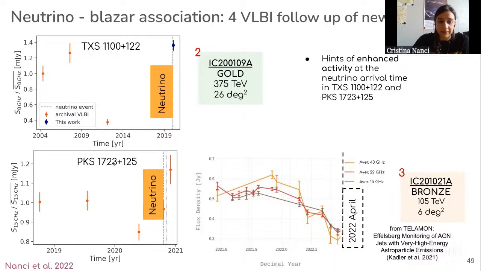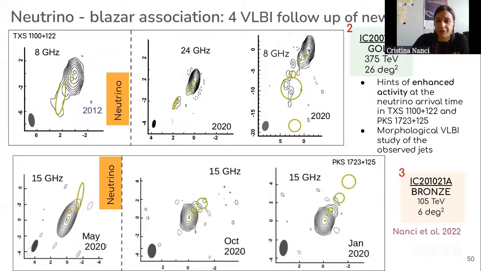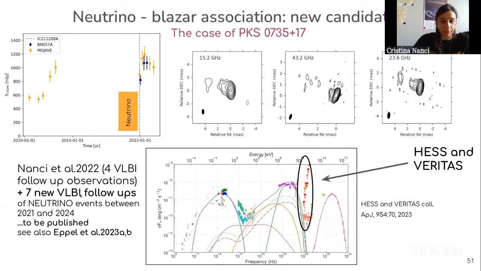For PKS 1723, we have also found a further validation of the high state of the source after the neutrino event. Indeed, with the Telamon monitoring, they observed a high state of the source after the neutrino event that lasted a few months and started to decrease almost 1 year after the neutrino detection. We are also studying the jet component morphology and kinematics, and we are collecting new VLBI follow-ups of neutrino events. We have collected 7 new of them between 2021 and 2024.